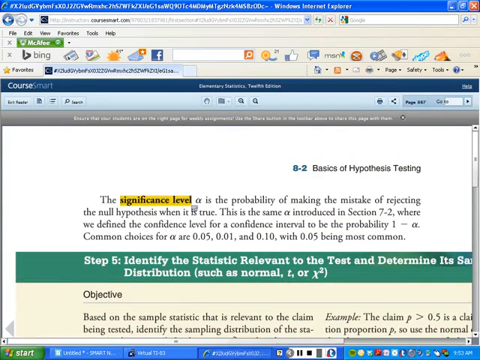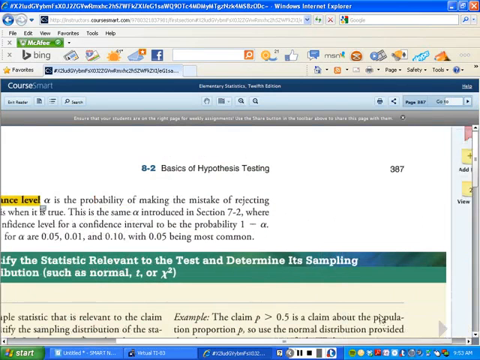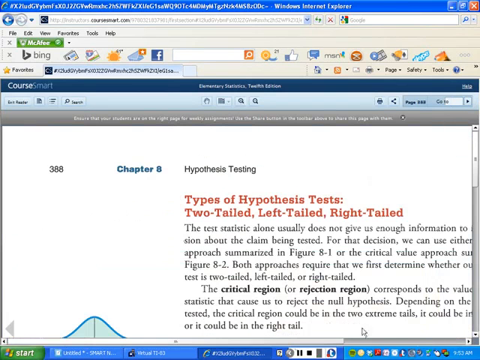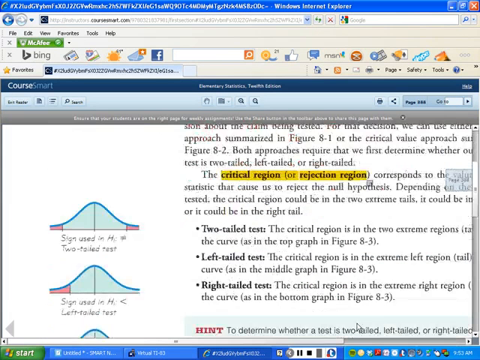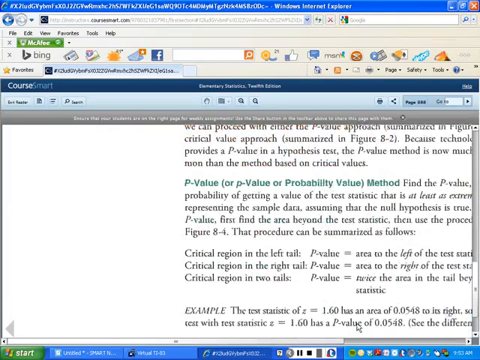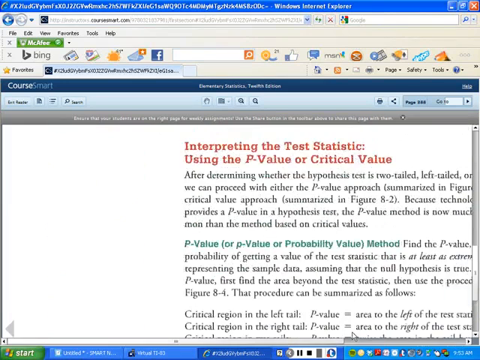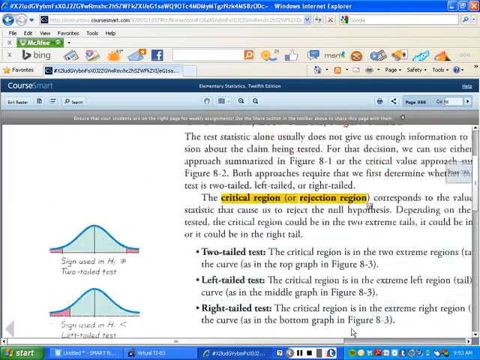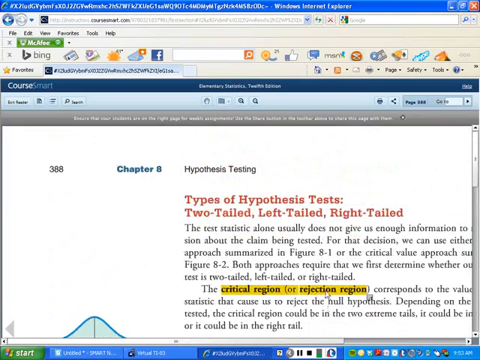Now, I wrote down page 388, so that means there's something good on page 388. I just forgot what it was. Ah, yes. Critical region, rejection region. Love those terms. Actually, I love them all. Critical region or rejection region.